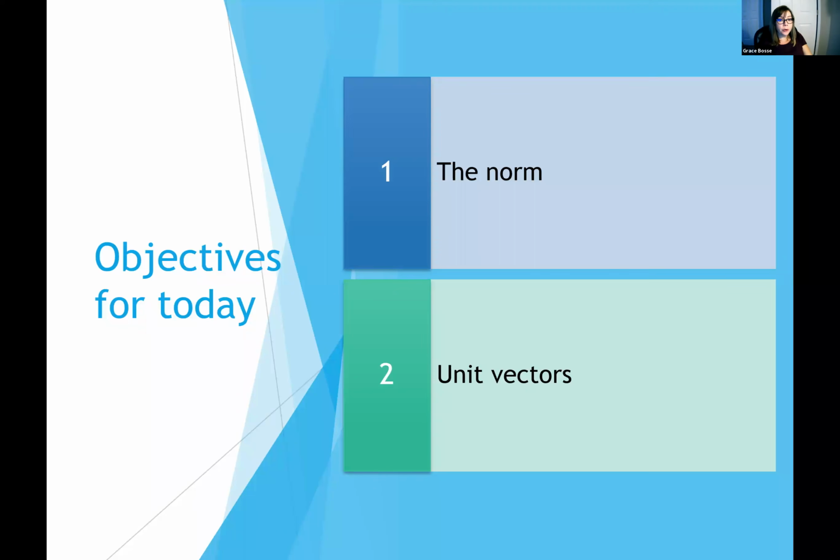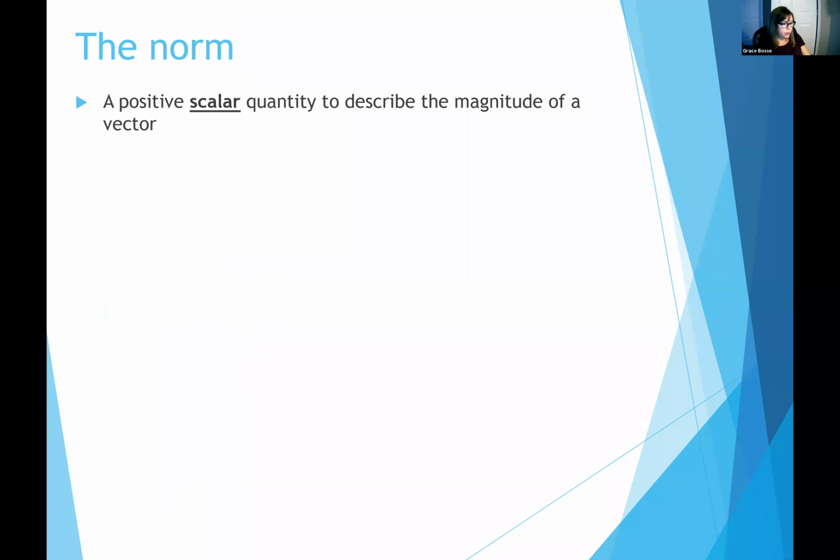This video is about the norm and unit vectors. We've already discussed the norm a little bit. When you first were introduced to vectors, you found out that a vector is a quantity that has a magnitude and a direction. So the norm is another way of saying the magnitude. So the norm is a positive scalar quantity. It's not a vector, it's the magnitude of the vector.